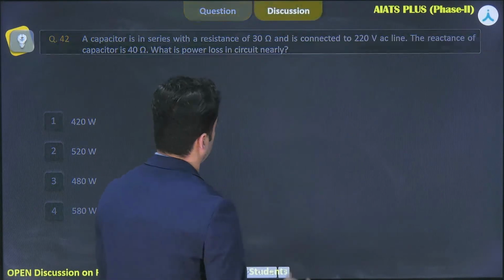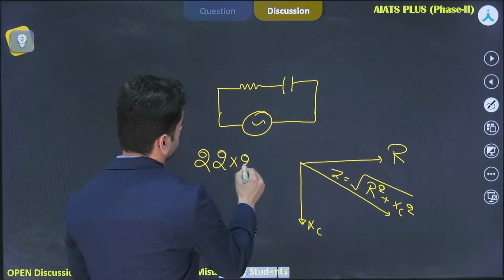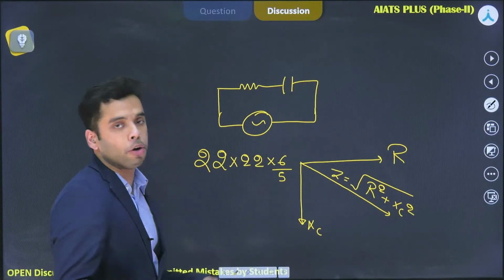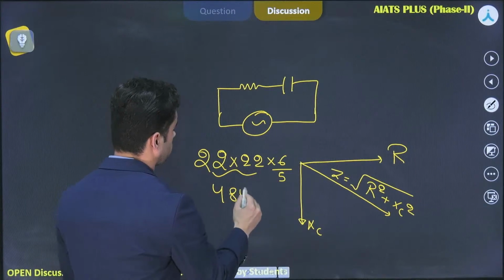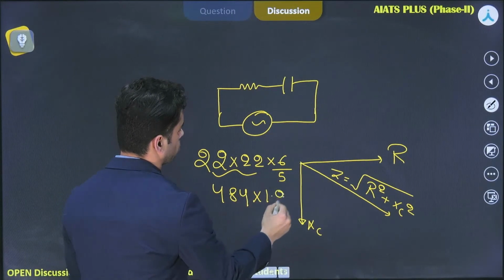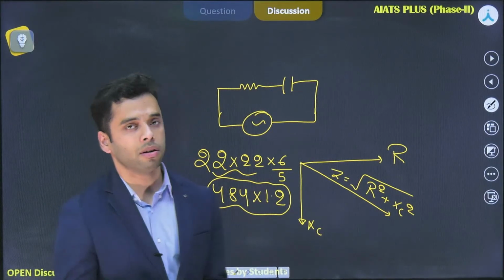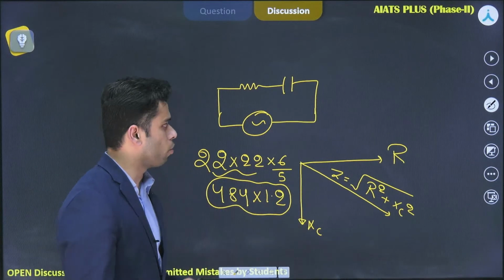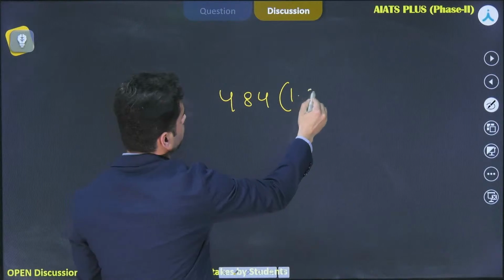If I do the calculation, it is 22 into 22 into 6 by 5. So 22 into 22 is 484, and this 6 by 5 will become 1.2. So if I am being asked to calculate the approximate value, this is 484 into 1.2.